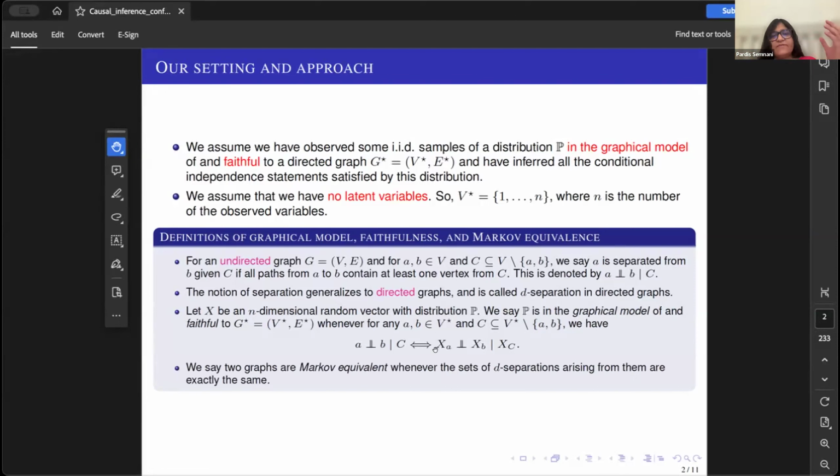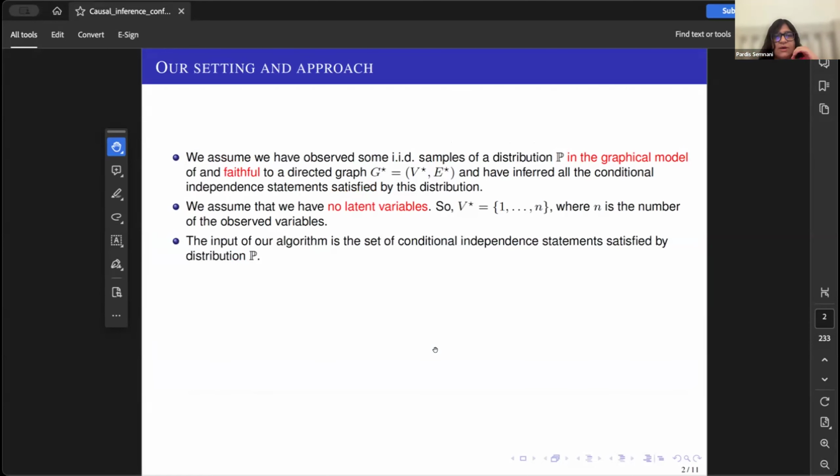And so we say that two graphs are Markov equivalent if the sets of deseparations that arise from these two graphs are exactly the same, and this actually happens both for directed acyclic graphs and for directed cyclic graphs. And then there are sometimes a cyclic graph and an acyclic graph which basically generate the same set of deseparations, and we'll see that in the next couple of slides. So here we, of course, allow for directed cycles. We are working in the full non-parametric setting.